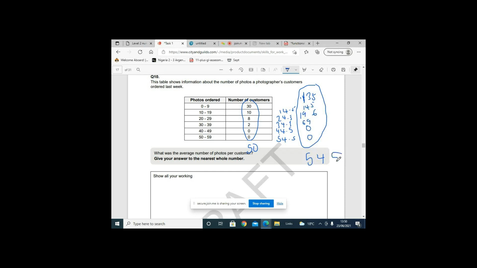Okay, divide by 50. Okay, 10.9. Yeah, it's 10.9. Give your answer to the nearest whole number. So 10.9 to the nearest whole number is what? 11. Yes. Thank you.